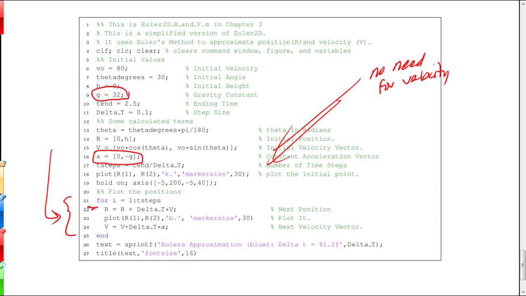And so my new position is taken from my old position plus delta t times my velocity. So then I plot it, and then I update my velocity. My new velocity is just my old velocity plus delta t times my acceleration. And look how short and easy this is. This is the Euler approximation marching through time. It's 3 lines of code.